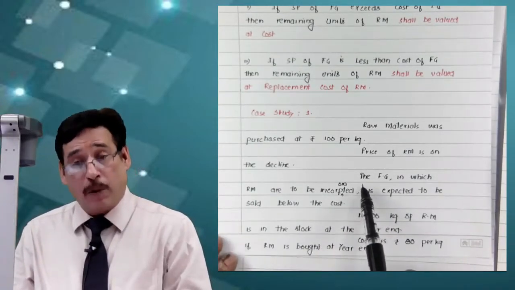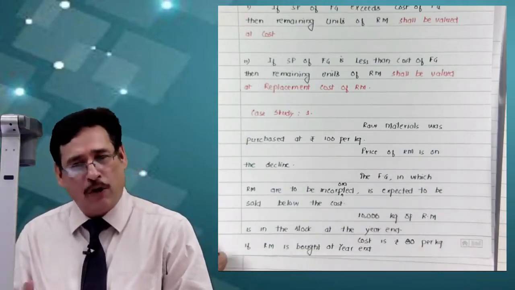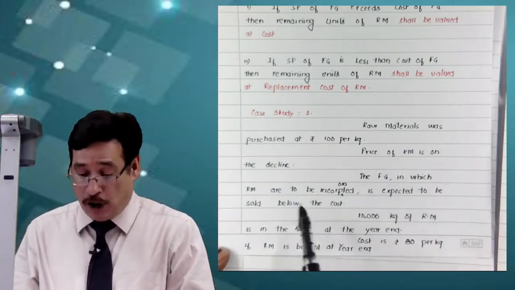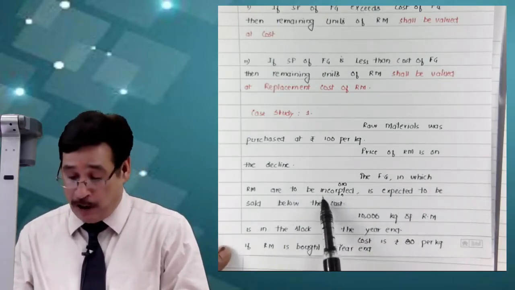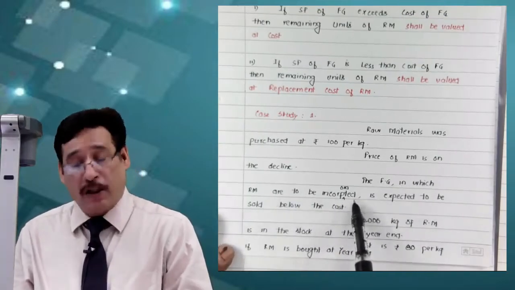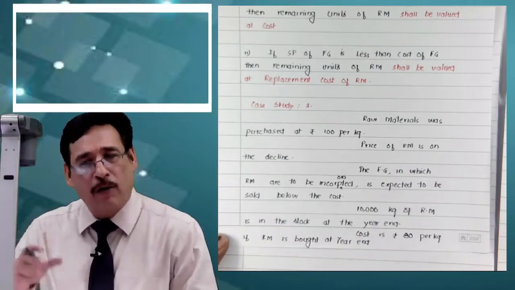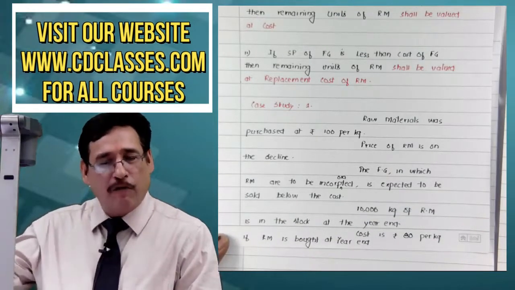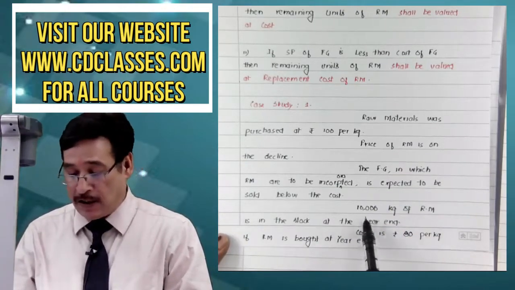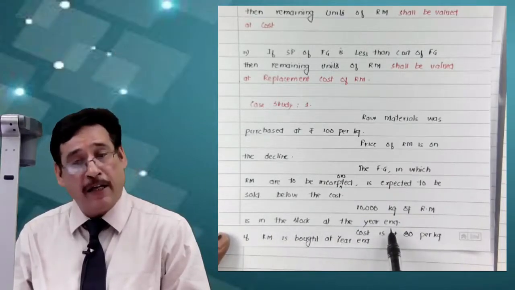The finished goods, pay attention to this particular line. Obviously, the raw materials are going to be incorporated in the finished goods, no doubt about that. The finished goods in which raw materials are expected to be incorporated, the selling price of those finished goods is less than the cost, correct? Further, the question states that 10,000 kg of raw material is in stock at the year end.